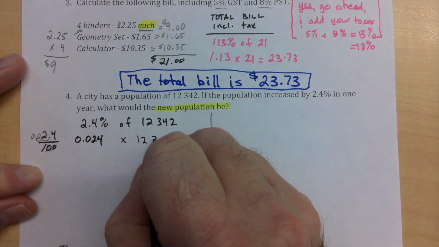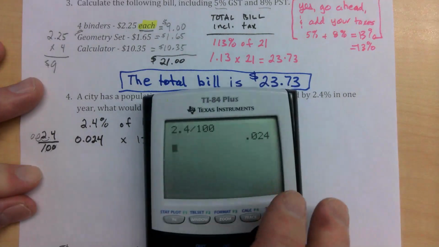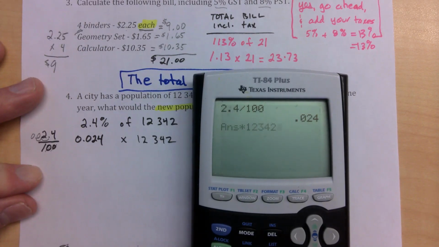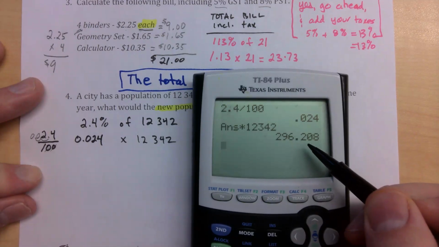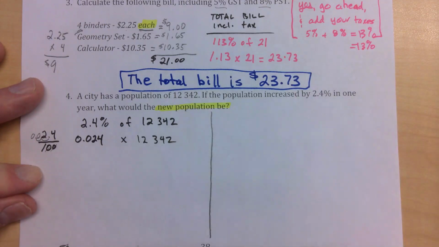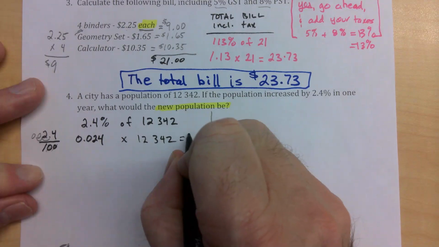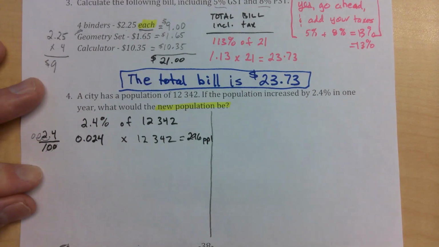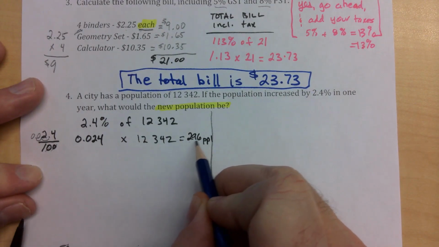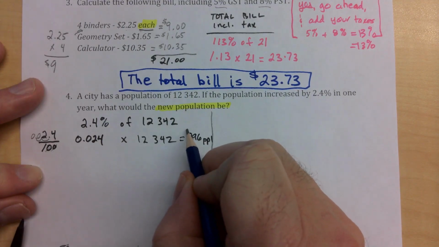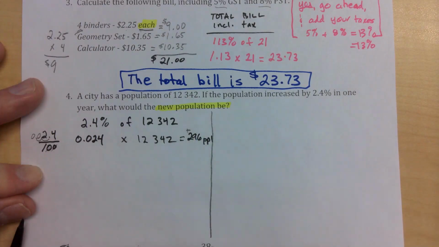Okay, 12,342. Okay, so my last answer is saved. I'll just times that by 12,342. Okay, we can't have a partial person, and we're going to round down anyways because it happens to fall in normal rounding rules, but it's equal to 296 people. Okay, I'm going to abbreviate like a teenager there. And it's 296 people. Is that the new population? No, it's how much it increased by. So the population went up by a plus 296.